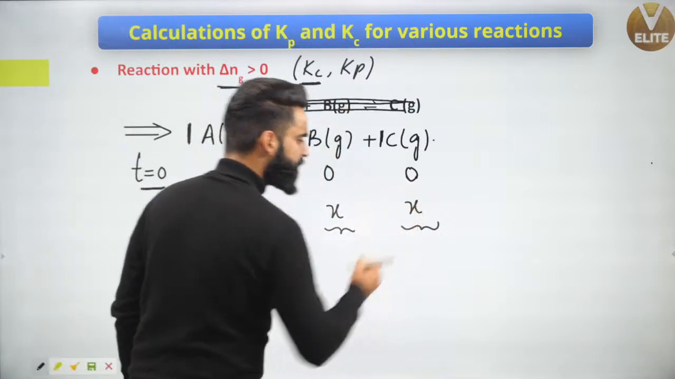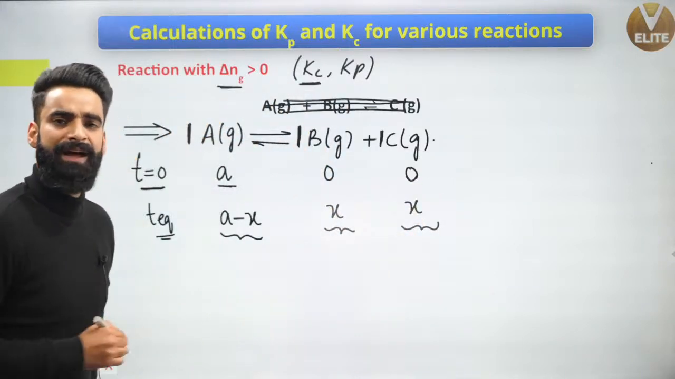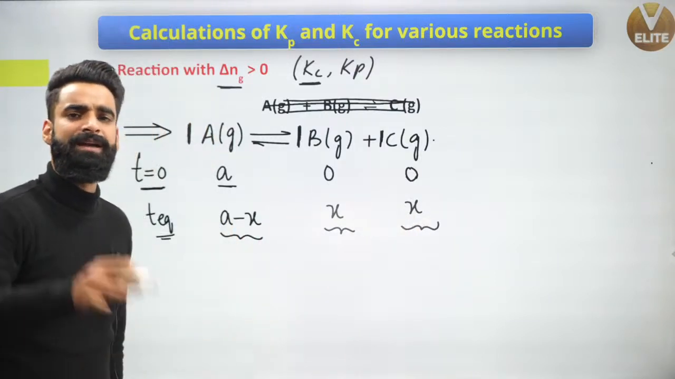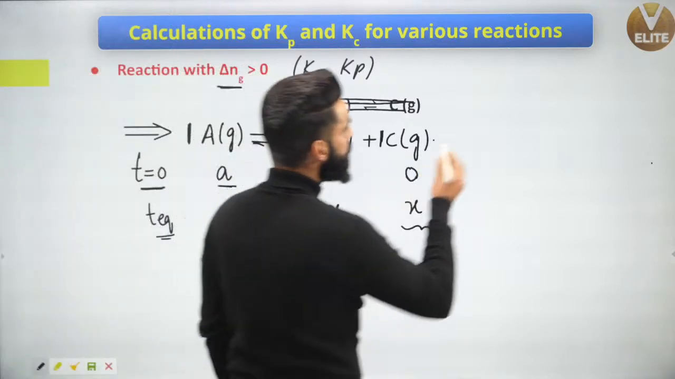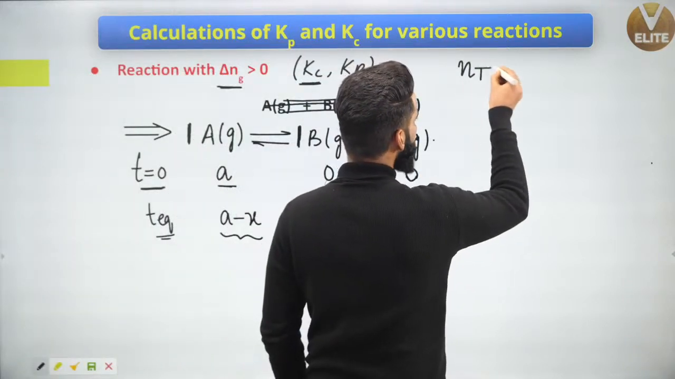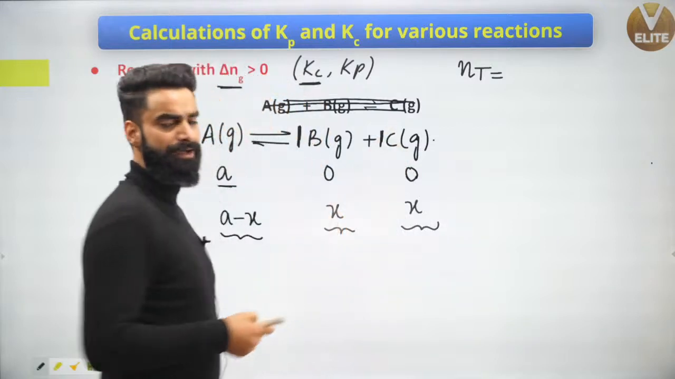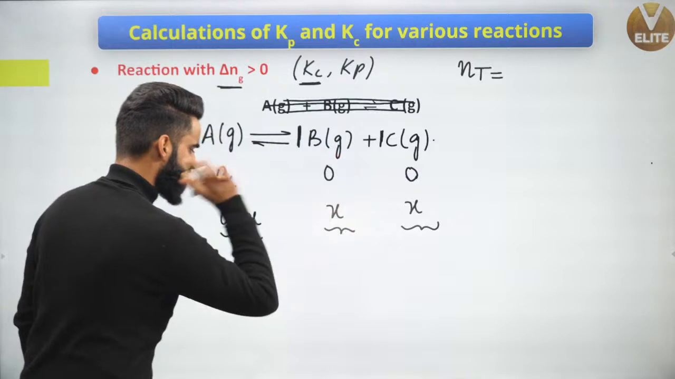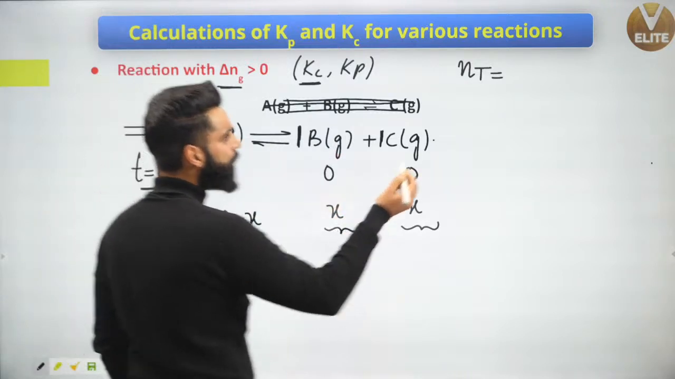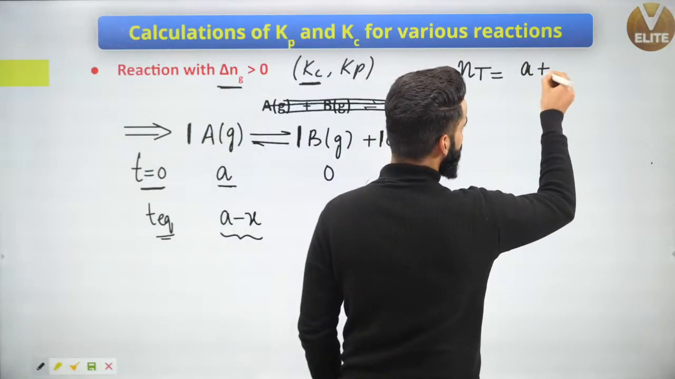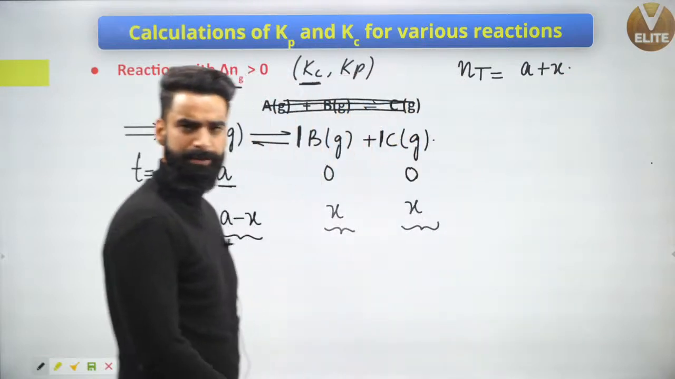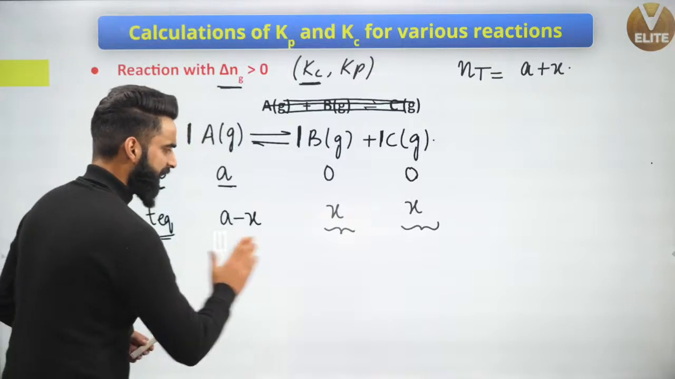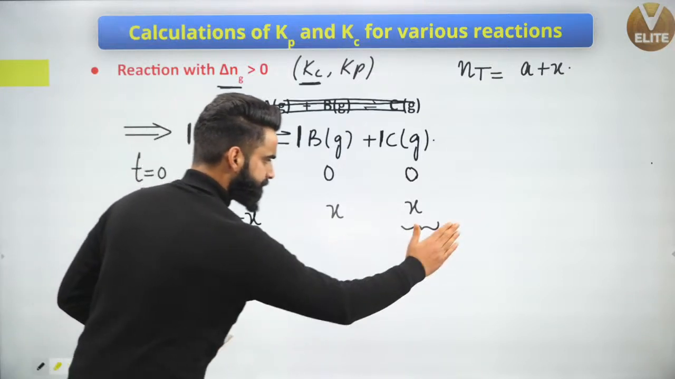These are the moles of B formed at equilibrium. Now if I ask you, how many total moles will be present in the container at equilibrium? You will say A minus X plus X plus X. X and X will get cancelled out. So total moles at equilibrium are going to be A plus X. Very, very simple.